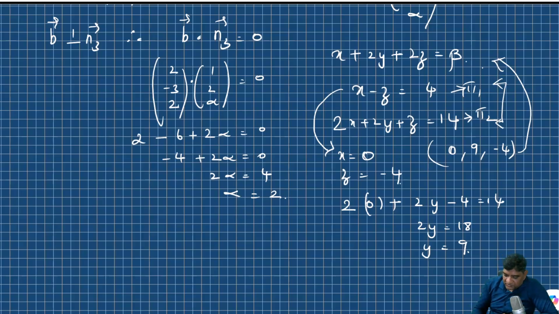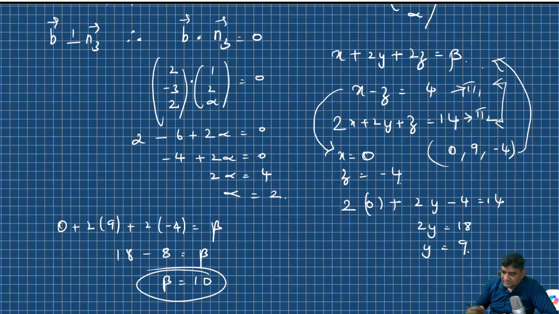I'll take that and substitute in pi 3. So 0 + 2 times 9 + 2 times (-4) is equal to beta. So that's 18 - 8 = beta. It gives me the value for beta as equal to 10.